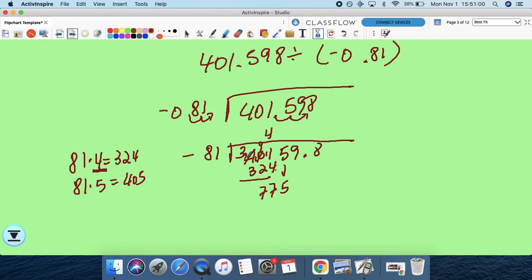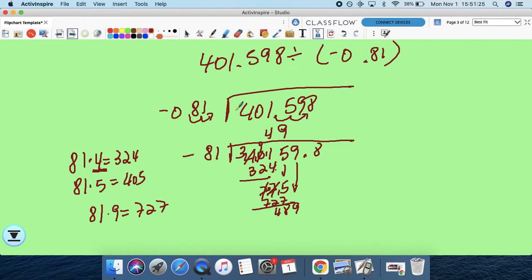81 goes into 775. Let's try 9 times. 9 times is 729. Okay, so we're going to put 9 over here, because 10 is too much. 7, 2, 9. Borrow. 7 becomes a 6. 15 minus 7 is 8. 6 minus 2 is 4. And the 9 comes down.